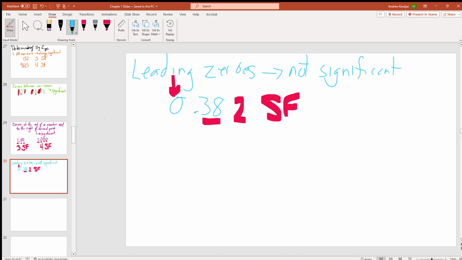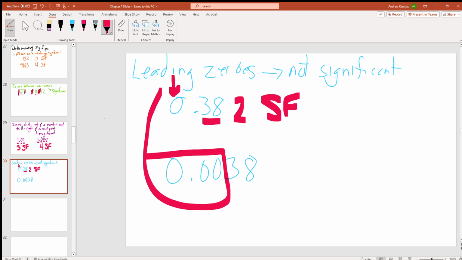But those don't just have to be on the left side of the decimal point. This value here is 0.0038. All 3 of those zeros are leading zeros, and they're leading zeros because they're on the left side of the number. And so this number also would show as 2 significant figures.